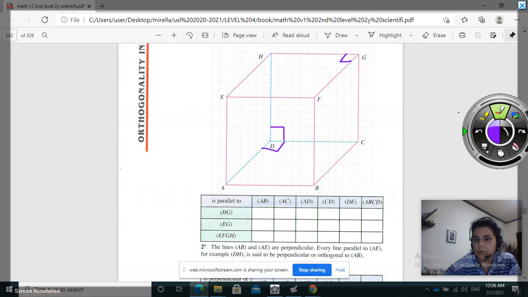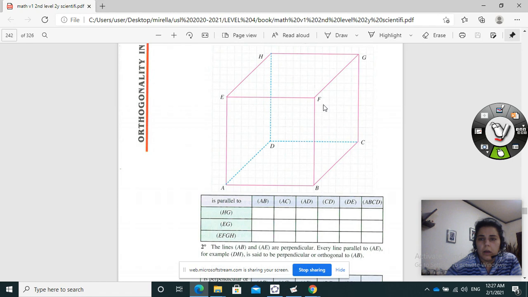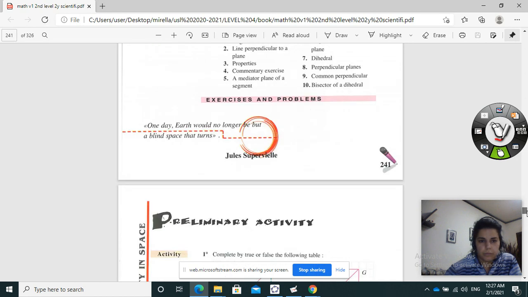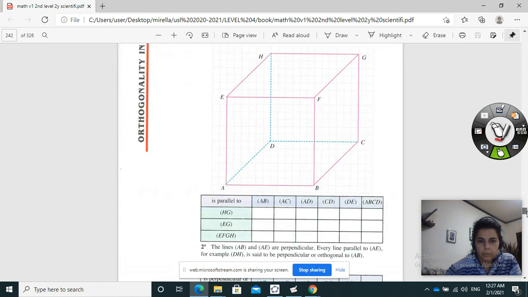Let's answer the questions here. What they said here, I need to say if it's true or false. Let me check here. Yeah. Let's say, is HG parallel to AB? Are HG and AB parallel? Yes, they are parallel. Why?